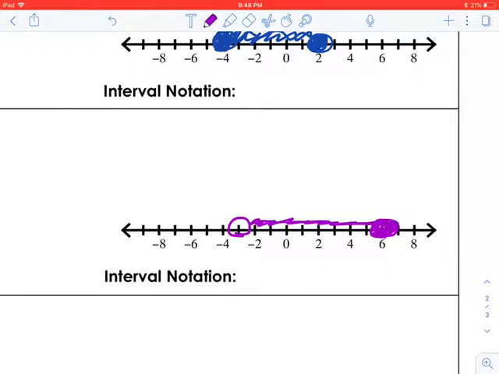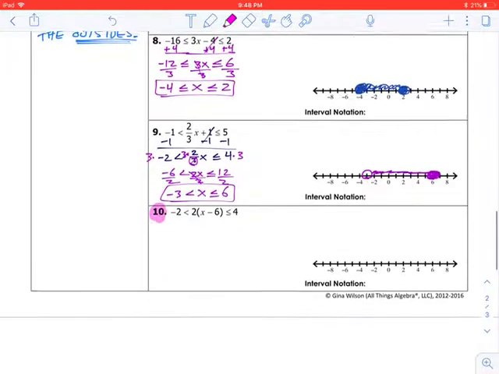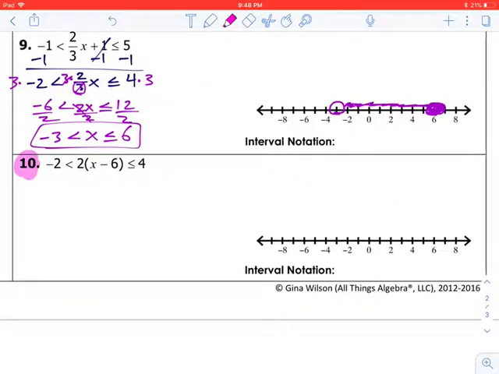All right. So the last one I'm going to go ahead and leave with you. If you need to pause the video, go ahead and write that one down and think about what you would do to get x by itself here in the middle. Okay? So I will leave you with that, and then we'll talk about that tomorrow.